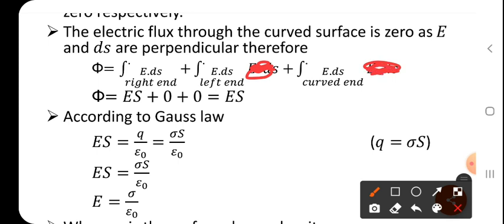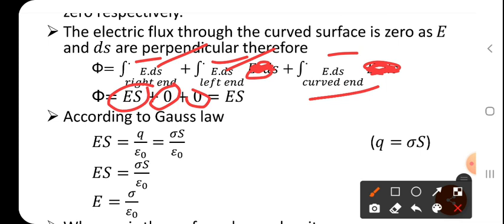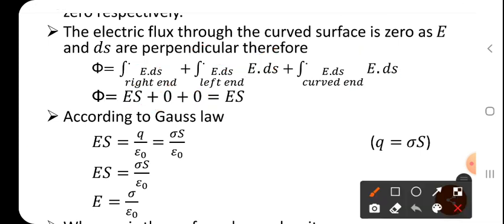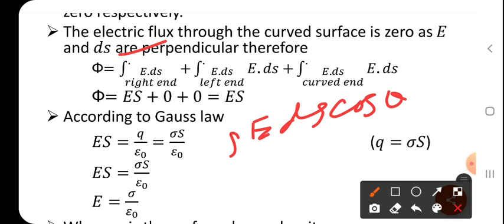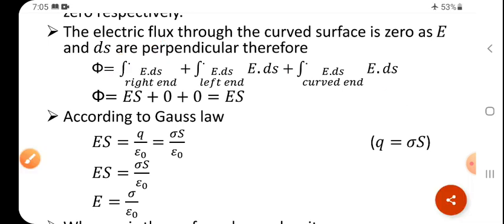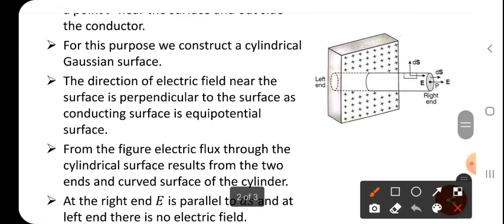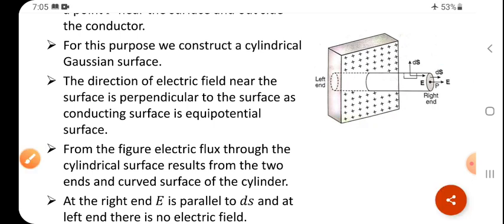Now see, E bar dot ds on the right hand, at the left hand, and on the curved surface. On the curved surface the answer is 0, and on the left side also 0, but on the right hand we get ES. How can we get ES? Here integration of E ds cos theta. On the right hand, E is parallel to ds, so E and ds are parallel to each other, and the angle present is 0.